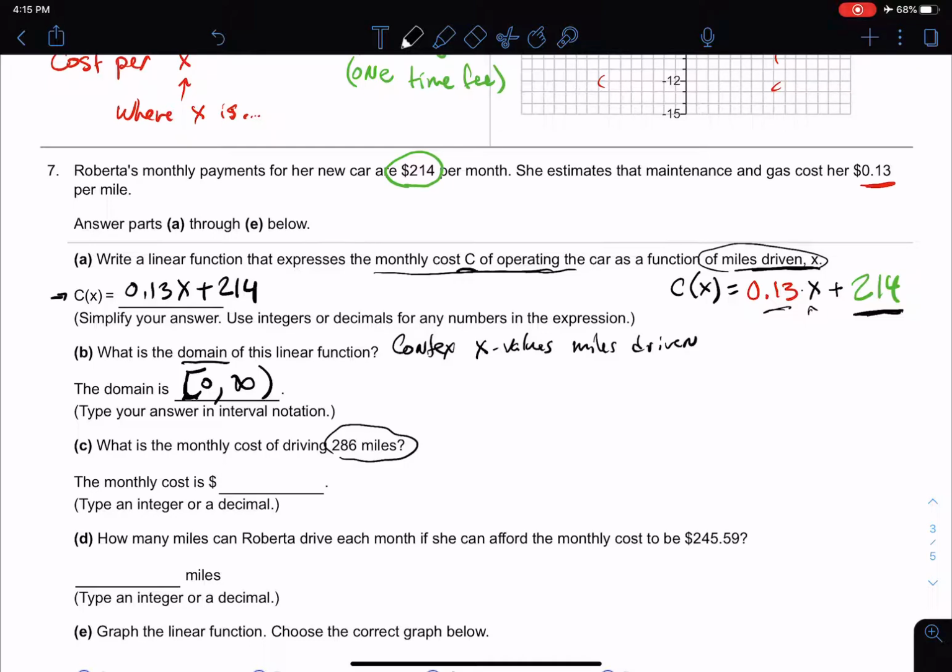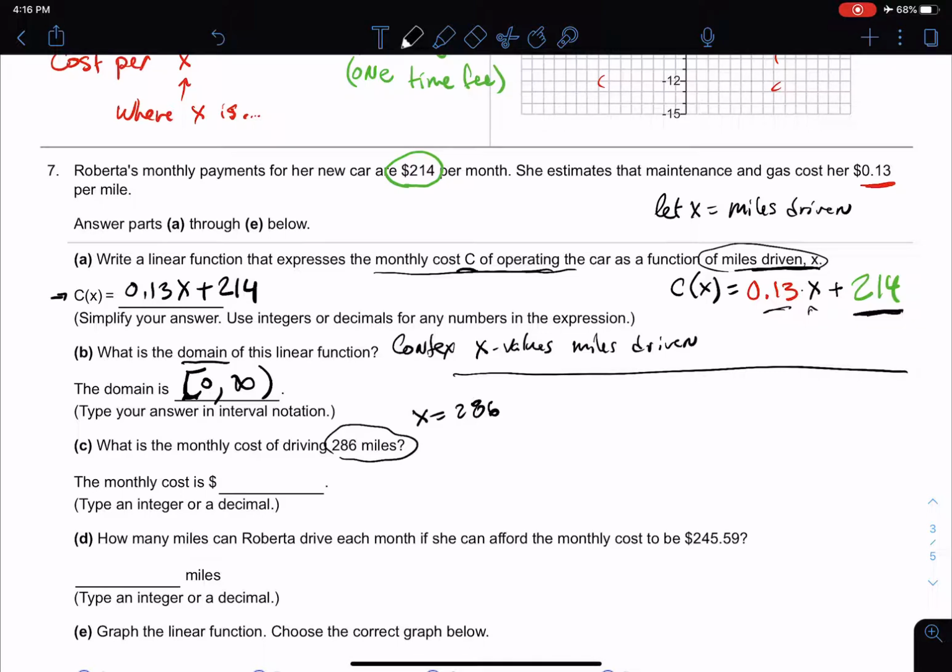Remember, it's usually a good idea with word problems to define: let x equal miles driven. They already did this for us. That helps us realize that when it says, what is the monthly cost when you drive 286 miles, x equals 286 miles.